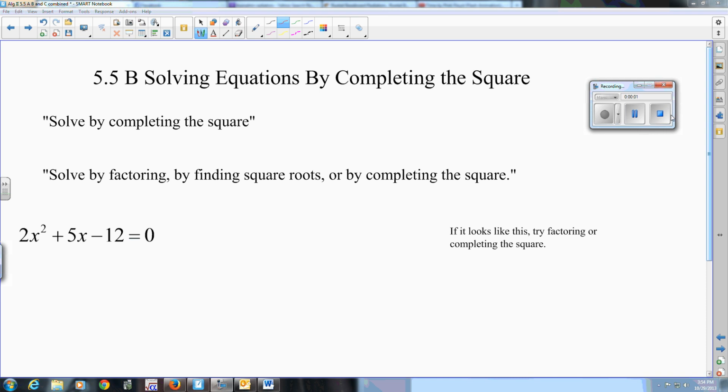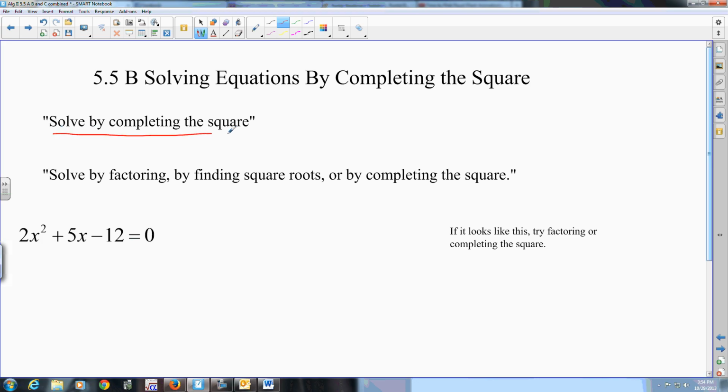All right, you guys, for the third part of section 5.5, part of the assignment is going to ask you to solve by completing the square. Well, that's what we've been doing for the last several assignments, so I don't feel I need to give you any examples of how to do that because I think we got it checked off.